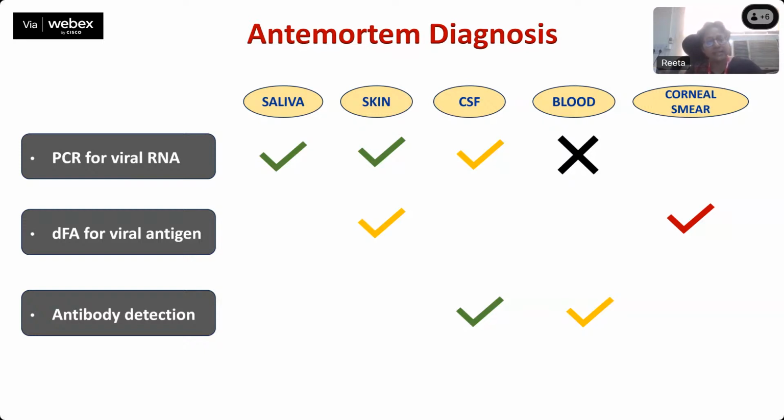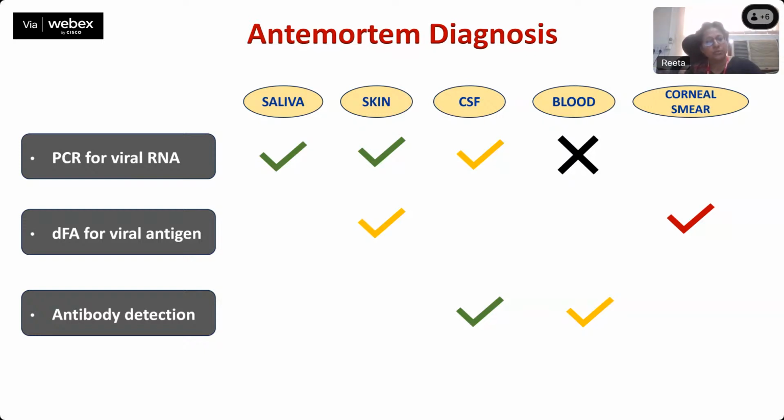Now, among these samples, saliva, skin, and CSF, which is a better sample for detection of the virus by PCR? A combination of saliva and the nuchal skin are quite sensitive for detection of the virus. Remember, the CSF sample is the least sensitive for detection of virus by PCR in rabies. But a combination of all these 3 samples will definitely increase the sensitivity.